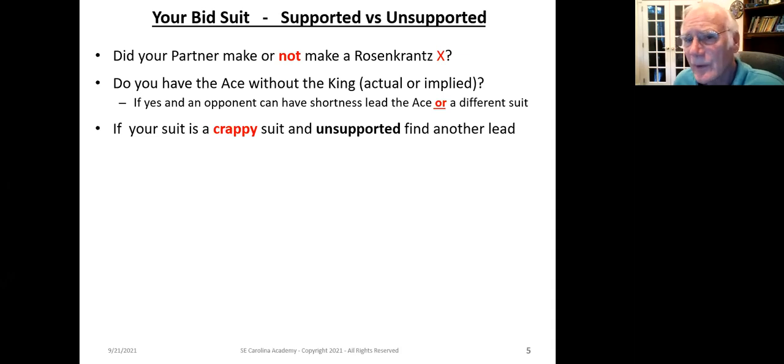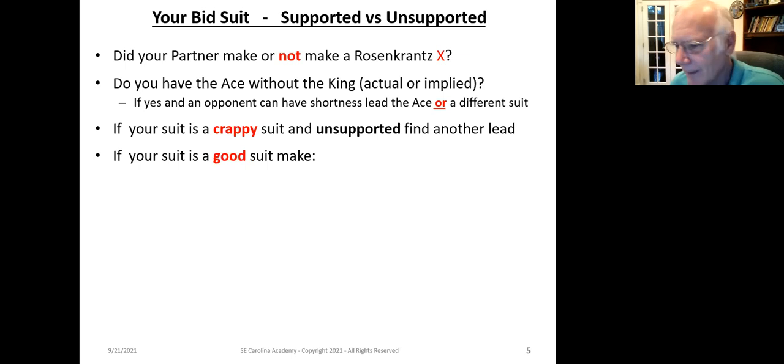If your suit is a crappy suit, yeah, that's one of my favorite words, crappy, and your partner did not support it, find another suit. Don't lead it. Find something else, because it's obvious that the opponents have most of the cards in that suit, and you'd just be setting the suit up, even though you might have 5 or 6 of them. You might be setting up 3, 4, 5 tricks for them. So find a different suit.